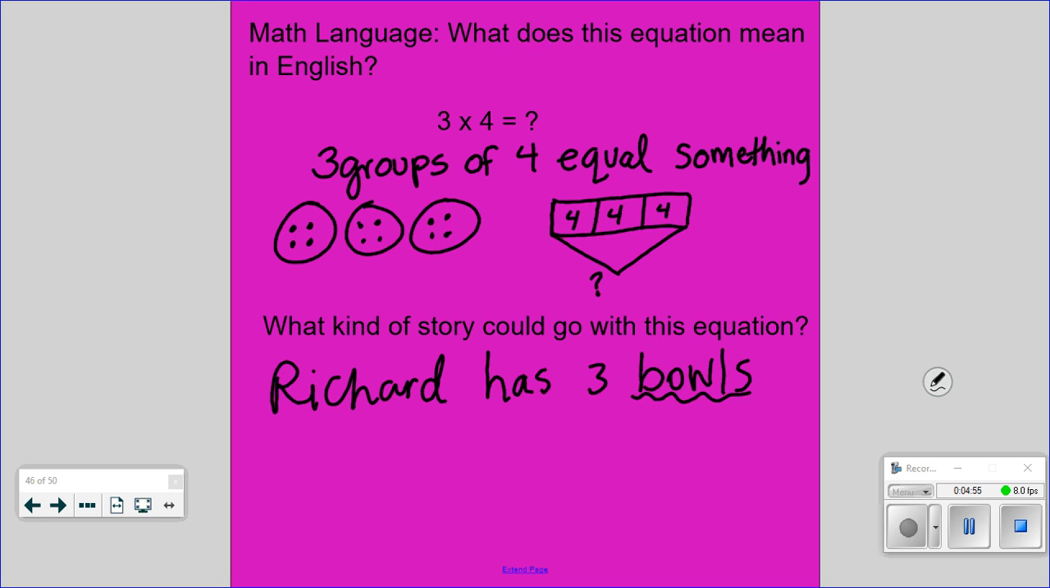All right, Will. Richard has 3 bowls, already full, with 4 grapes in each bowl.